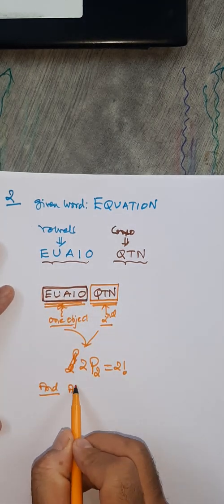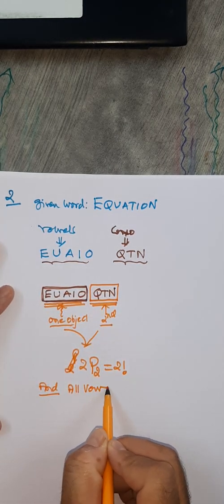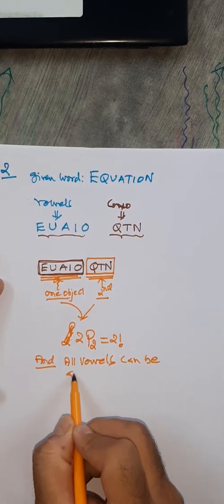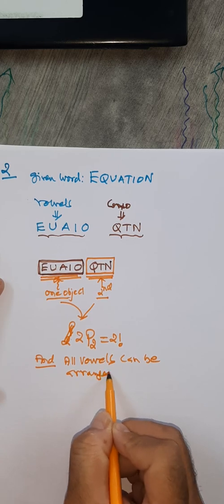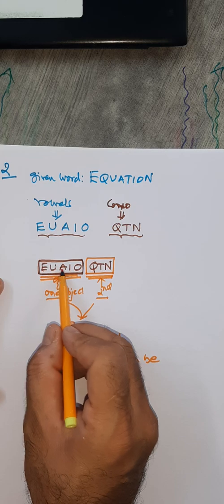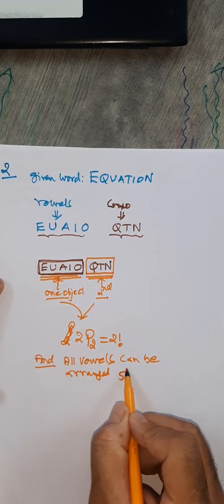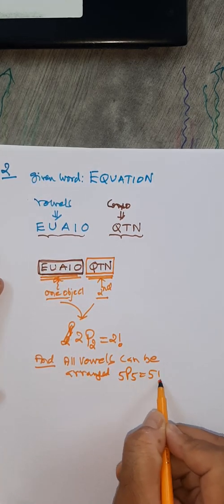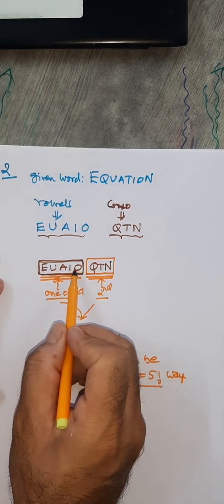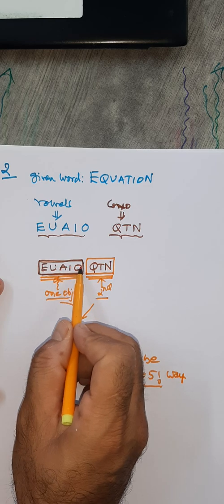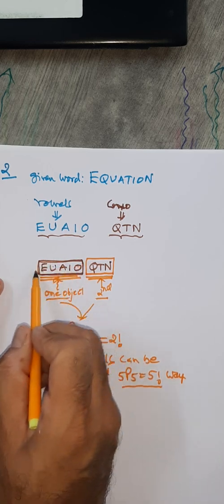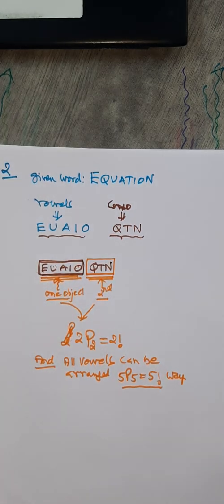And all vowels can be arranged internally, 1 2 3 4 5, that is 5p5, that is 5 factorial ways, right? आप इसको एक समझ रहे, बट इट इज़ क्वाइट पॉसिबल कि ओ यहाँ पे आ जाए, आई इधर आ जाए, ए यहाँ पे आ जाए, ओ यहाँ पे आ जाए. So how many ways 5 objects can be arranged internally? 5 factorial ways.